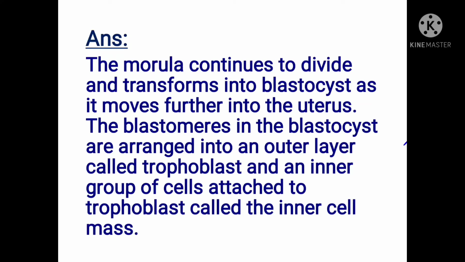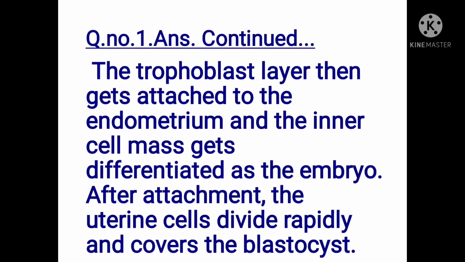The answer is, the morula continues to divide and transforms into blastocyst as it moves further into the uterus. The blastomeres in the blastocyst are arranged into an outer layer called trophoblast and an inner group of cells attached to trophoblast called the inner cell mass. The trophoblast layer then gets attached to the endometrium and the inner cell mass gets differentiated as the embryo.